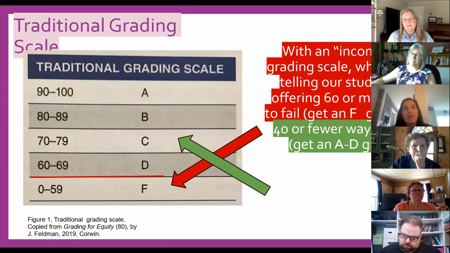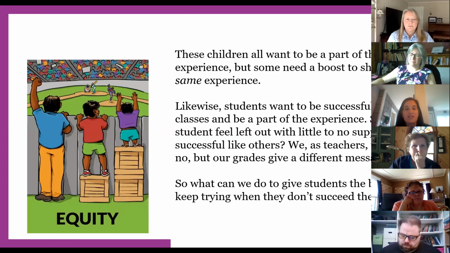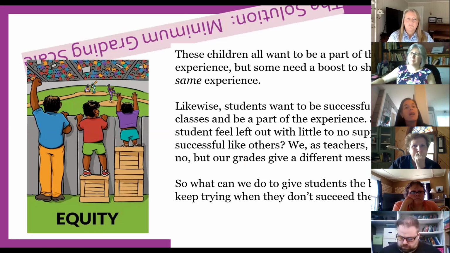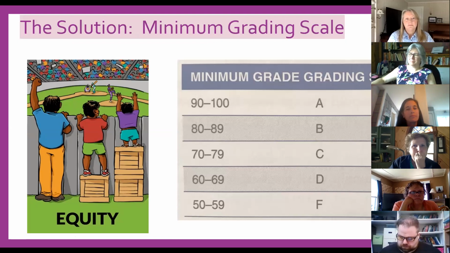And by making that grading scale closer to here, we have 10 points between the grades. If you gave them a 50, then they would have only 10 points they would need to improve to get to passing, instead of if you give them a 0 or even a 30 or a 40. It's not very equitable for them to have to climb so far to get up to passing.